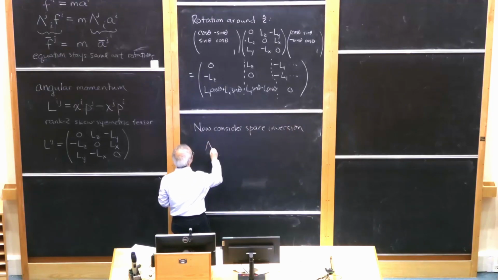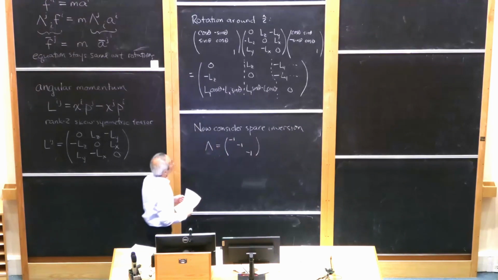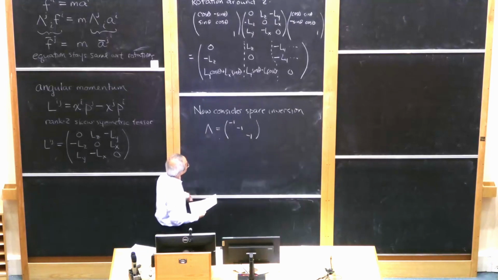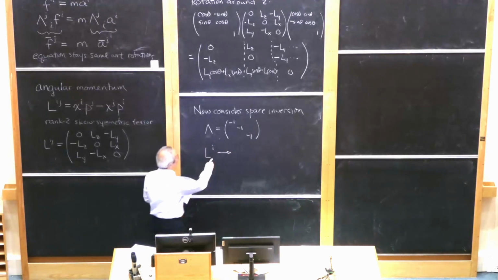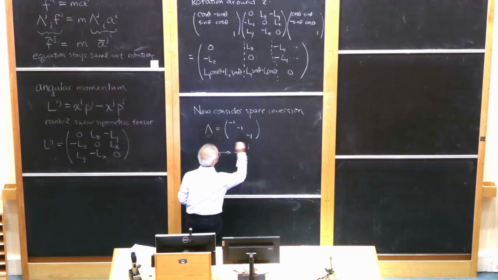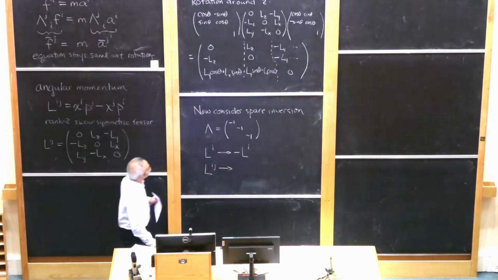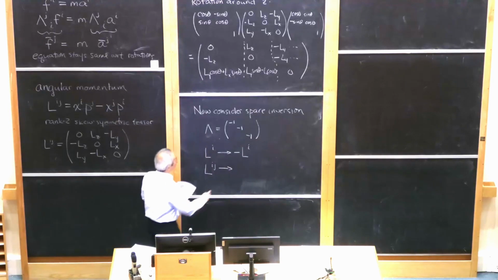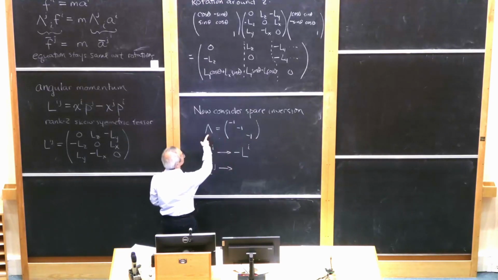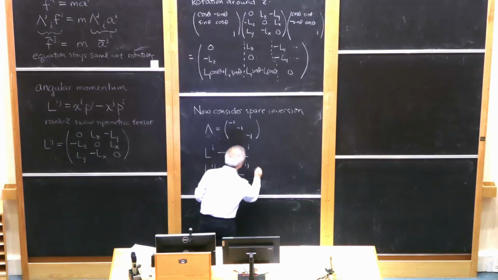In that case, the transformation matrix looks like this. From this you can see fairly quickly that if you had a 3 vector, then this is clearly going to invert all those elements. But if you had your nice skew-symmetric rank 2 tensor, you will find that this thing enters twice, so actually it does not change sign.